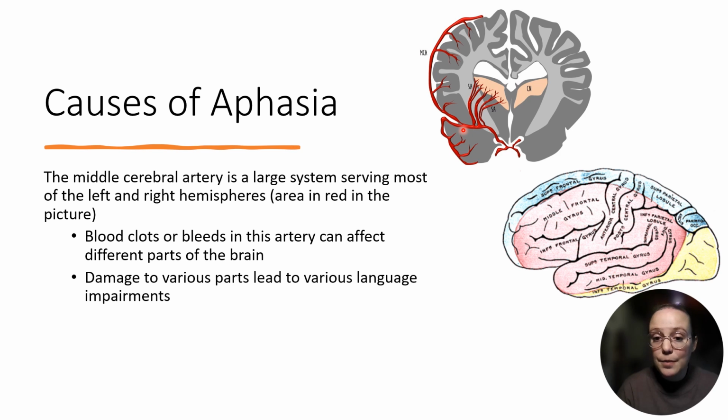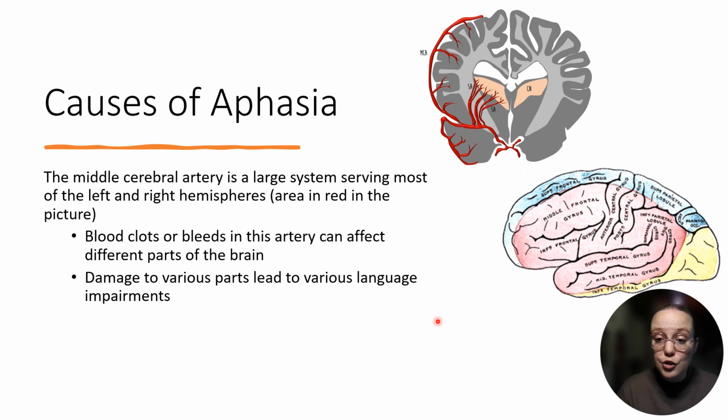Some of us like to think about this as being the inferior division, which means serving the temporal lobe, and the superior division, meaning serving the parietal and the frontal lobes. So on the sagittal image, this would be the inferior division of the middle cerebral artery, and this would be the superior division of the middle cerebral artery.